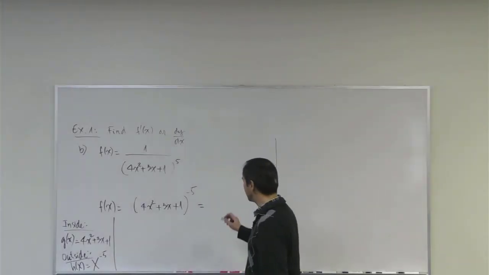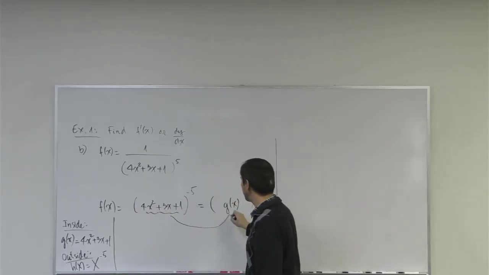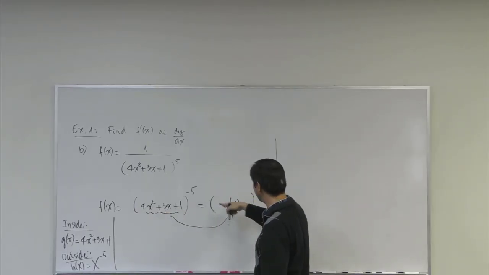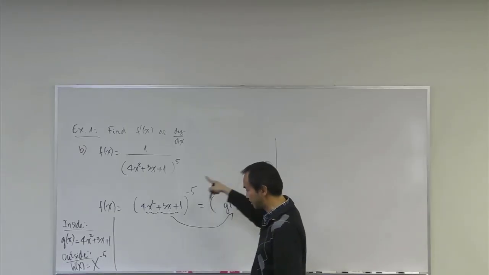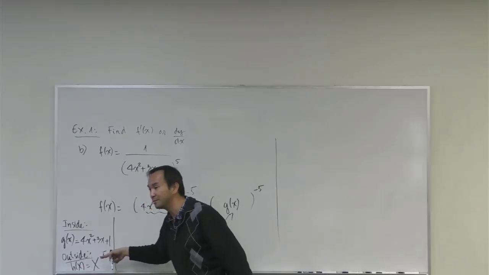But in the way that I'm seeing it, once we have decided the g of x to be all of that here, then your function reduces down to the whole g of x being raised to the -5 power. That's why I now see that, hey, let's call the outside h of x, being the x to the -5 power.